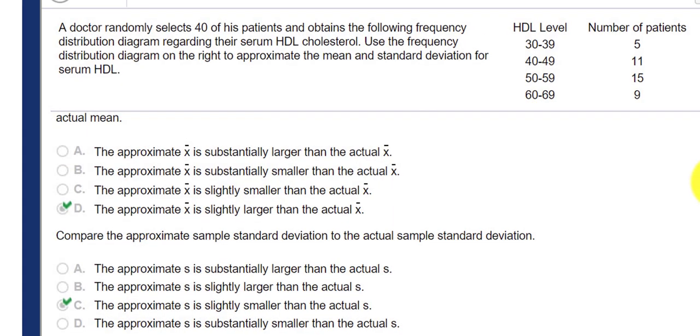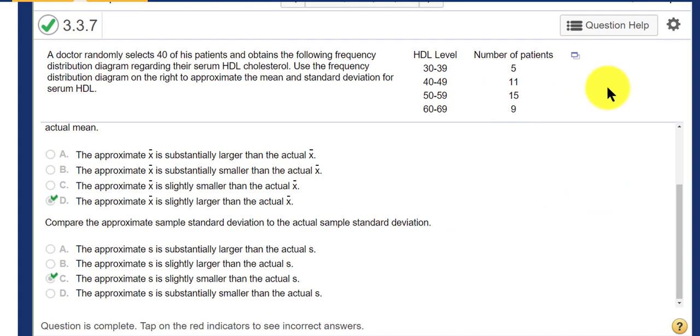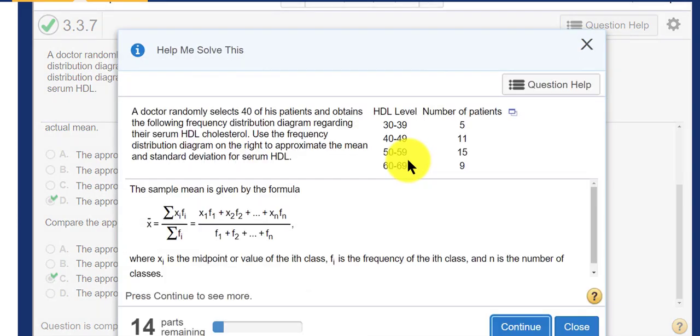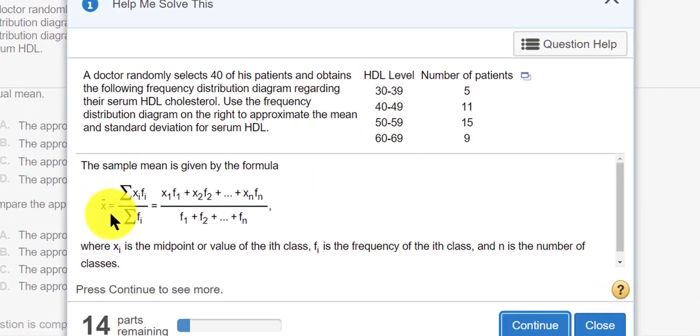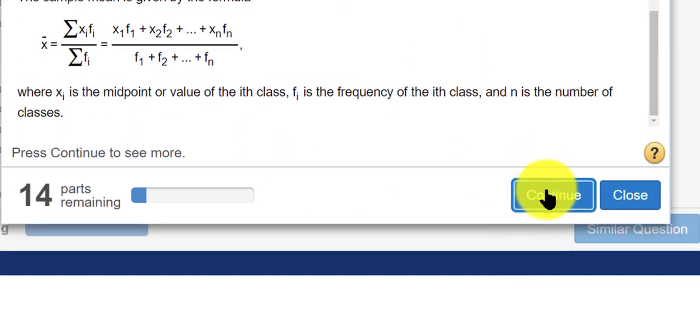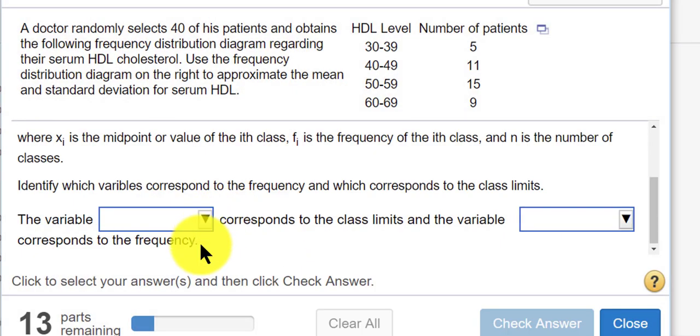But I want to go back. If we wanted to do this by hand, if you press the question help button, it really walks you through the calculation by hand. This is the formula that you would use to find the mean, right? So our points times the frequency. So for x1, you would do 35 because that's the midpoint, and x2 would be 45 because that's the midpoint. And it's nice because they really walk you through the calculation.